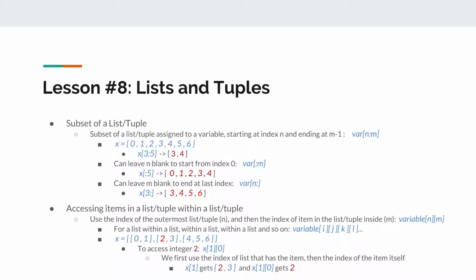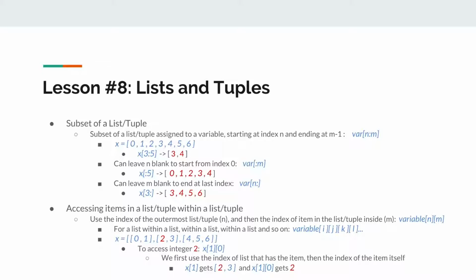We can also get a subset of a list or a tuple. We use notation similar to when we're accessing an item. However, instead of providing just one index, we provide two indexes, separated by a colon. The first index is the starting index, and the index after the colon is the index where the subset would end. If we leave the index before the colon blank, it starts at the first index, and if we leave the index after the colon blank, it includes every value from the starting index till the end.